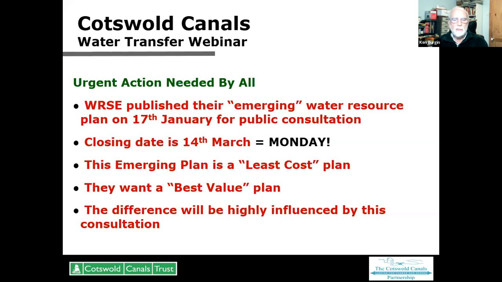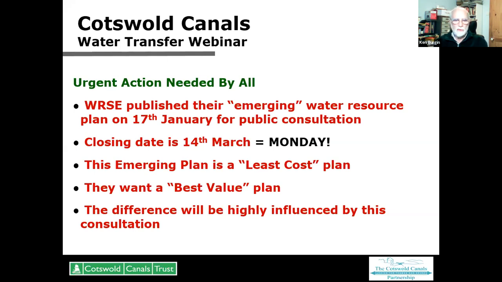And this plan is an emerging plan. What has happened is that they've picked up largely work that was done under the water resource management plans for six water companies in the southeast in 2019. And they picked the least cost solutions for them, and they've tried to create an emerging plan based upon that. Now, a least cost plan is not what is actually wanted by anybody in this. What is being looked for is a best value plan.